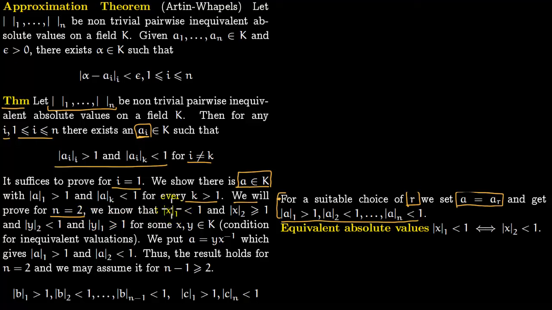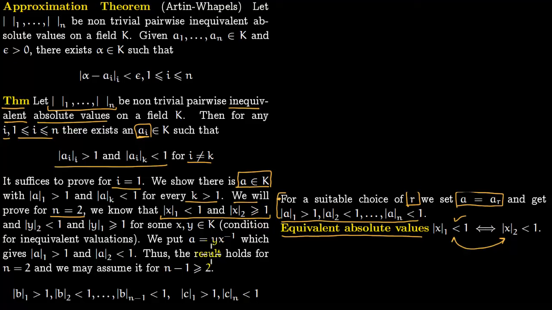first recall the definition of equivalent absolute values. We have proven in previous lectures that two absolute values are equivalent if the first valuation is less than 1 if and only if the second valuation is less than 1. So then these two are equivalent. Here we are saying these are inequivalent absolute values. So inequivalent means that if the first one is less than 1, then the second one is greater or equal to 1.